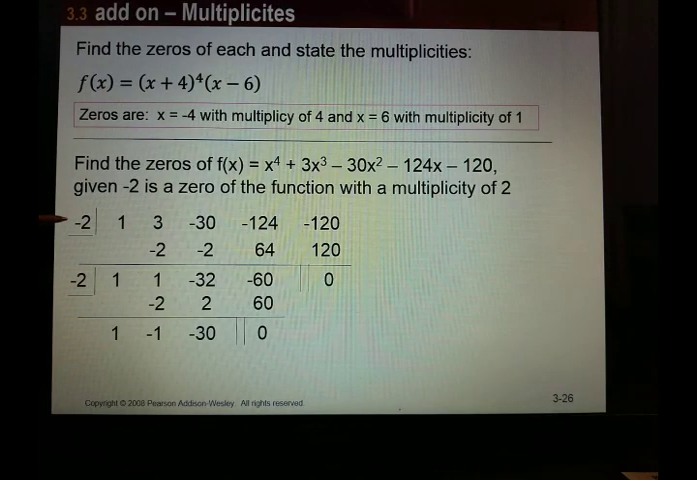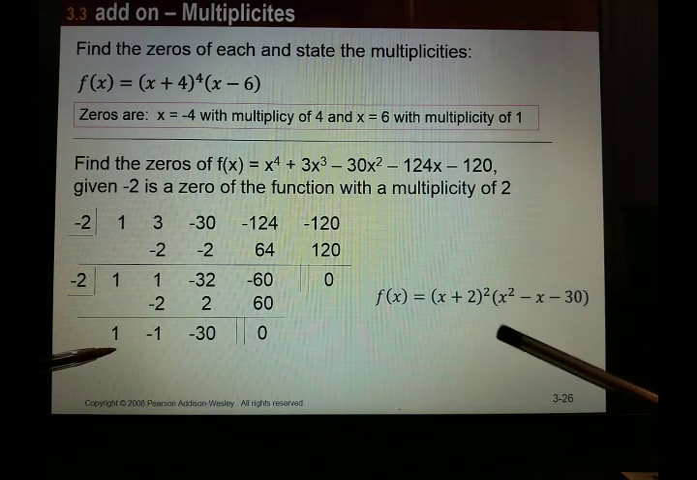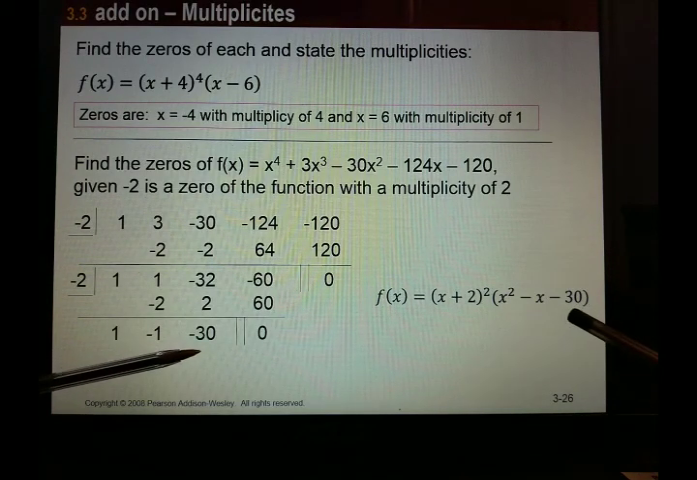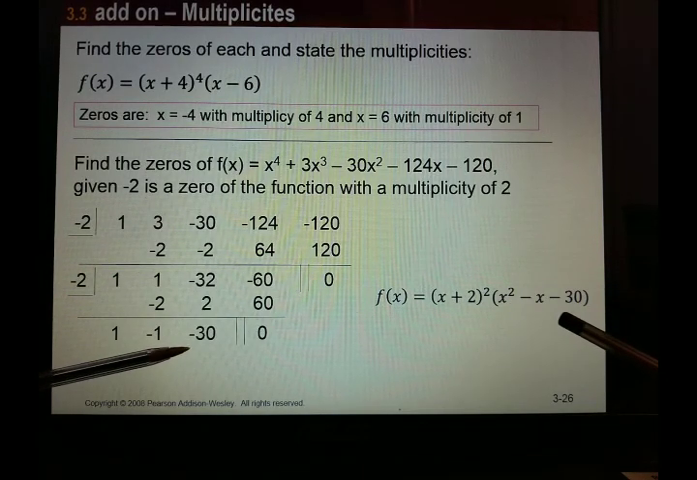So this one is x equals -2. This one is x equals -2. From here, I'm going to have, that's the constant term, -1x and 1x squared. So I'm going to have x squared minus x minus 30. Okay, everybody take a look at that. That was x squared minus x minus 30.